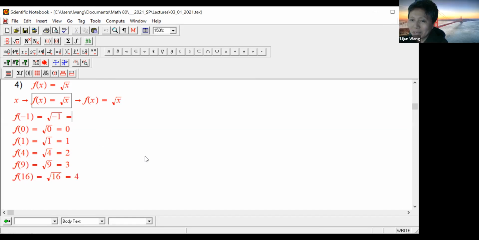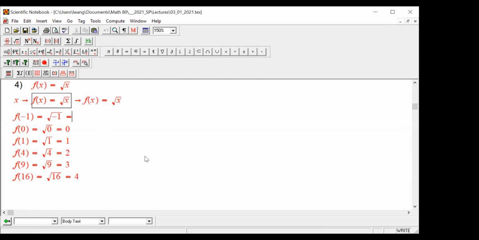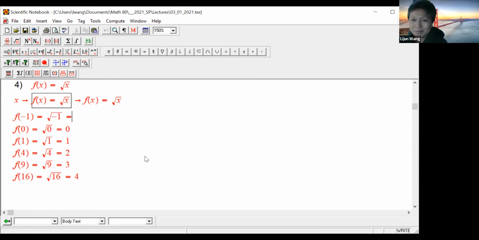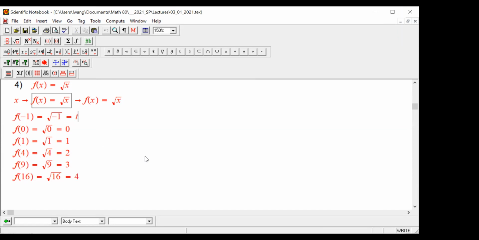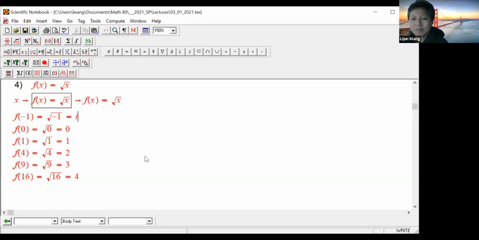Well, the root of -1 is actually a very interesting phenomenon. You said i? You're right, it's i. However, in this course, we don't deal with i because i is a complex number. Complex numbers do not plot in the rectangular system as we know. So for now, we will say it is undefined in real numbers.